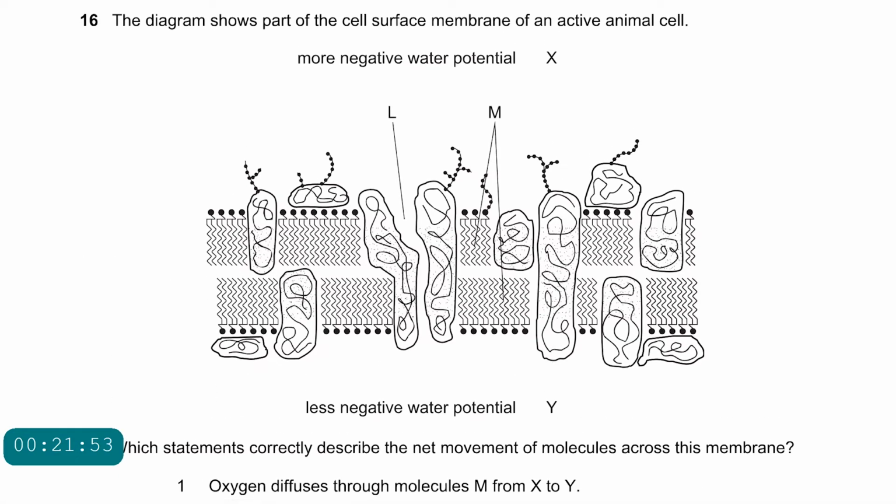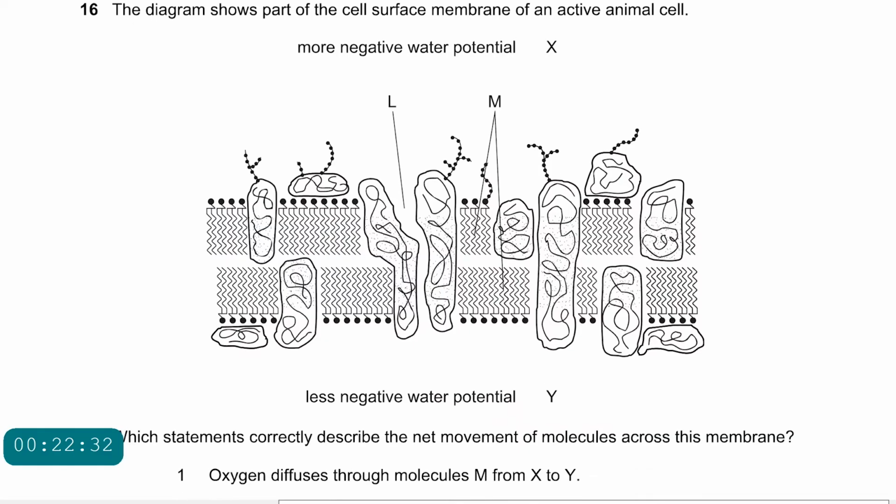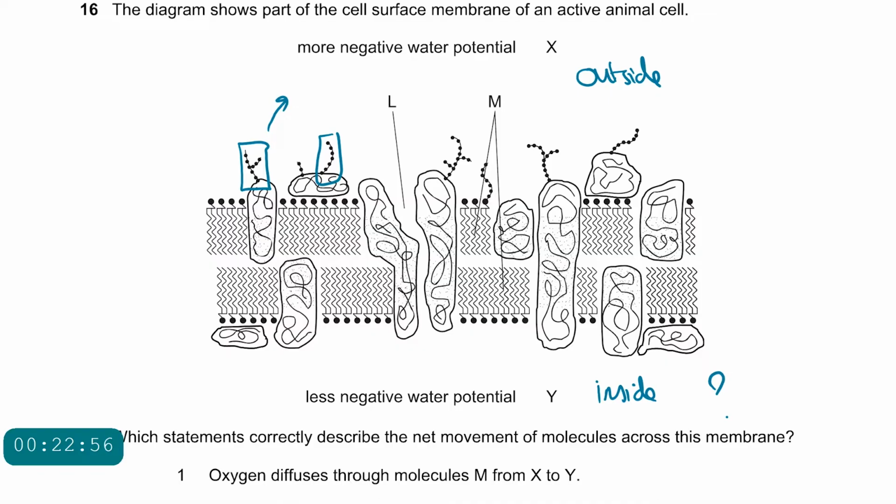The diagram shows part of the cell surface membrane of an active animal cell. Which statement correctly describes the net movement of molecules across this membrane? The first point, oxygen diffuses through molecules M from X to Y. To start with, this side is the outside of the cell, and this side is the inside of the cell. How did you distinguish that? We could clearly see glycoproteins and glycolipids on the membrane, and these are always to the outside because they are hydrophilic and they form hydrogen bonds with the exterior fluid of the cell.